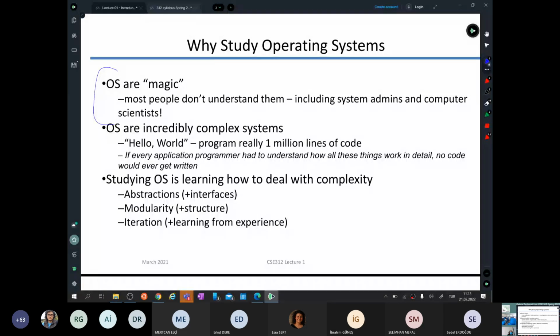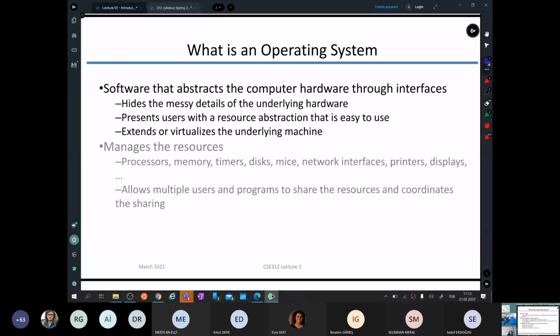Now let's talk about the definition of the operating system. I am not going to give you a one-sentence definition. Instead, we are going to talk about what an operating system does, instead of the definition itself. So we will talk about mainly two things, one and two. First, the software that abstracts the computer hardware through interfaces.